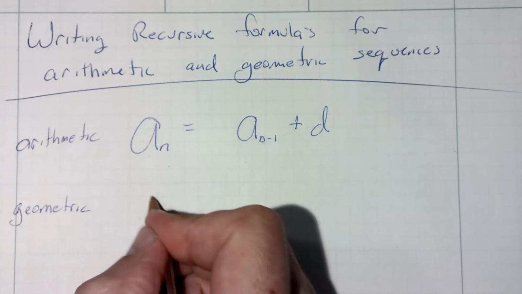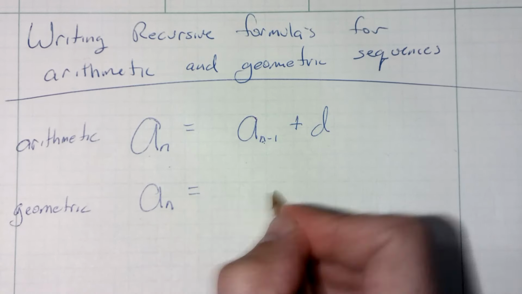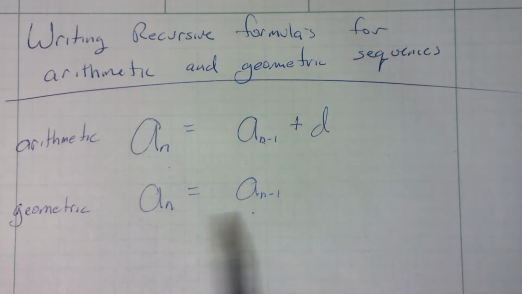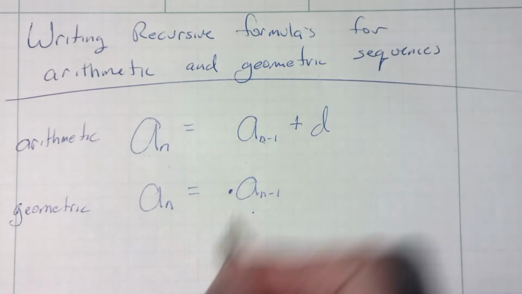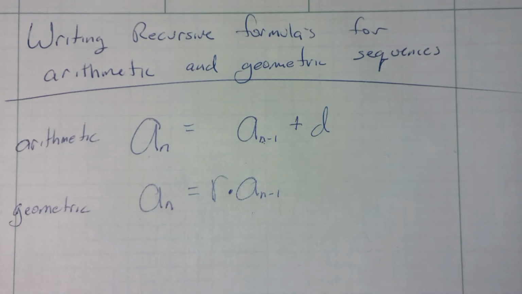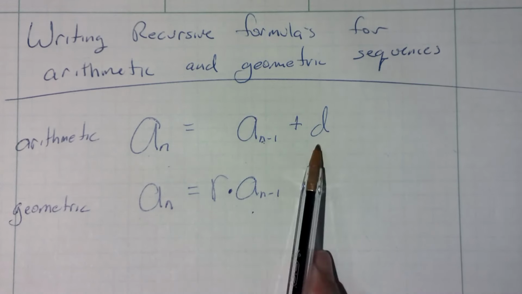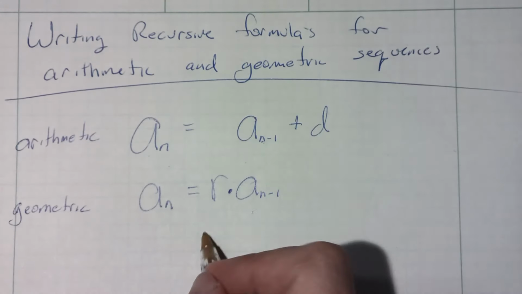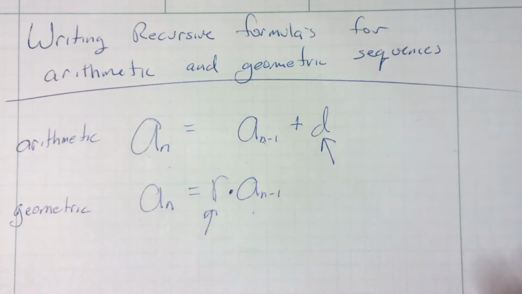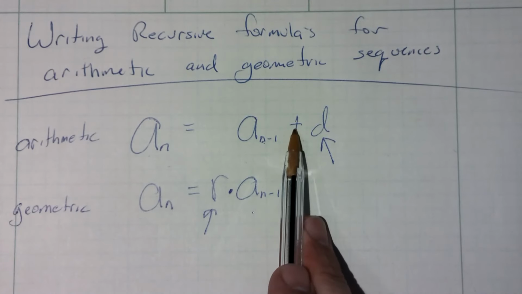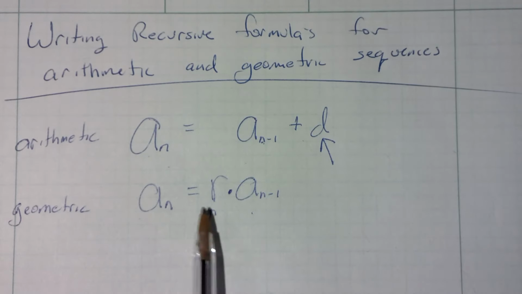you do the same exact thing. You do a sub n equals a sub n minus 1, and we're going to do something with that. But in geometric, we're timesing by what we call a common ratio, and they use an r for a common ratio. So arithmetic will always look like this. A geometric will always look like this. And the only thing that actually changes from sequence to sequence is this number here and that number there, depending on whether you're adding or subtracting, which might be a minus sign then, or whether you're multiplying or dividing.